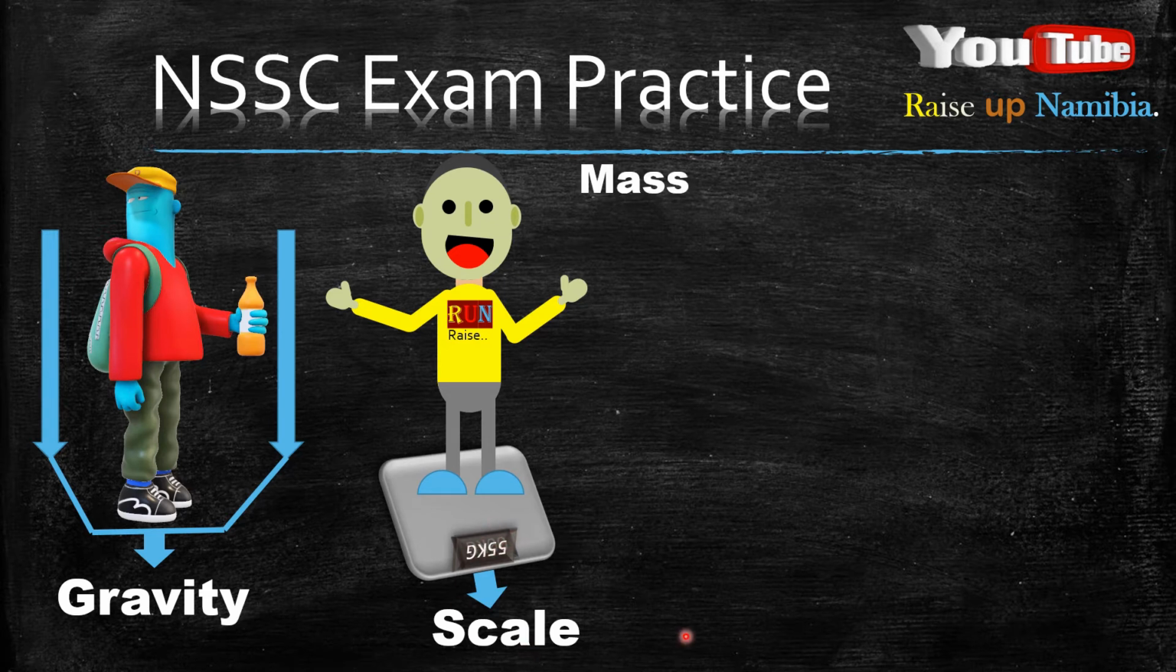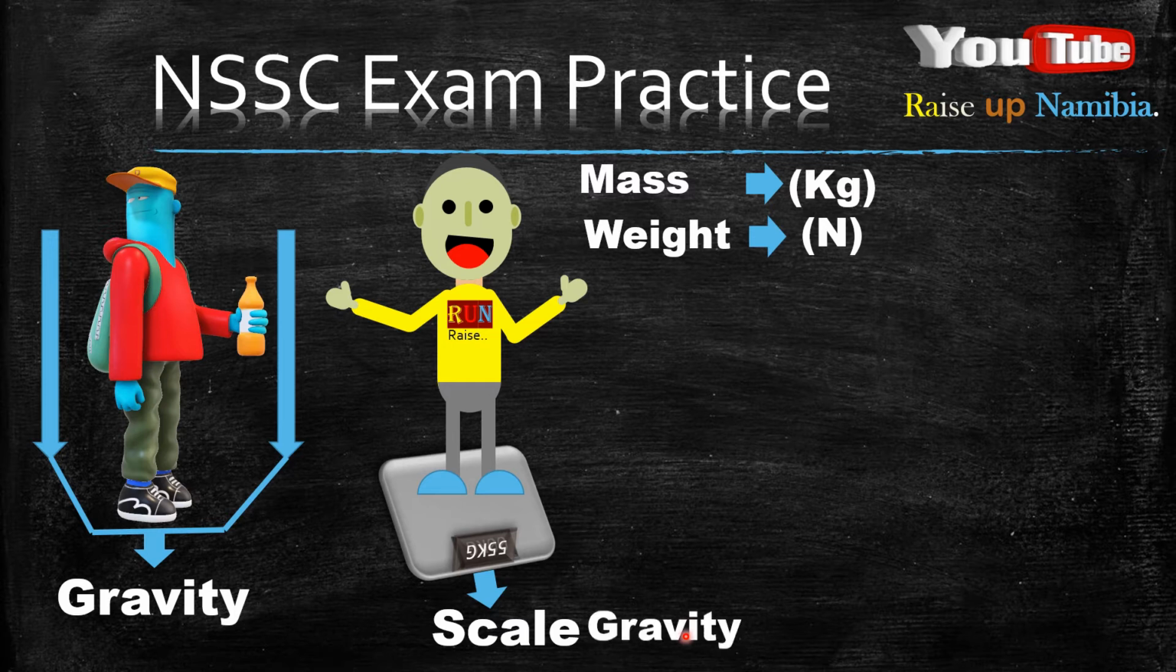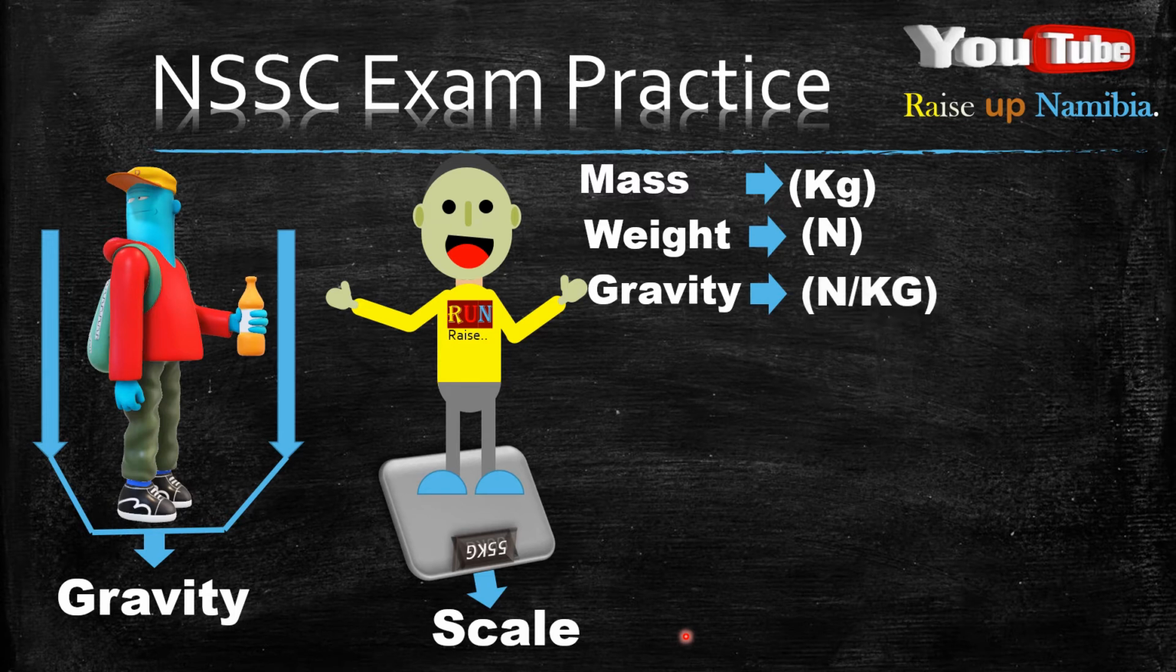Okay? Now, let's quickly check the units. Mass is measured in kilograms, while weight is measured in newtons. Remember, weight is a force, so it's also measured in newtons. Now, what about gravity? Gravity is measured in newtons per kilogram.